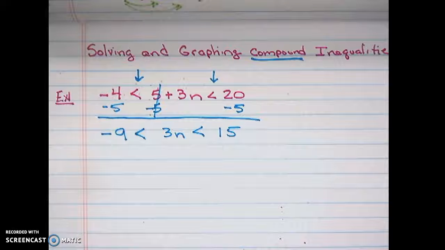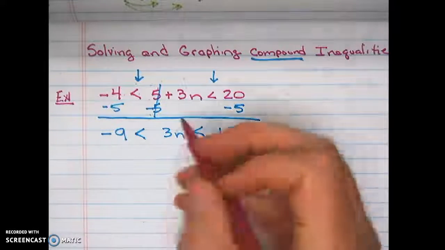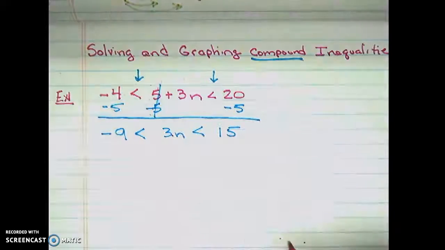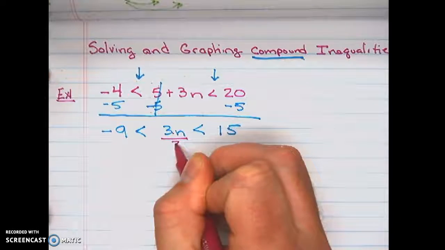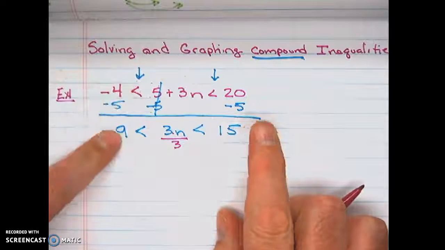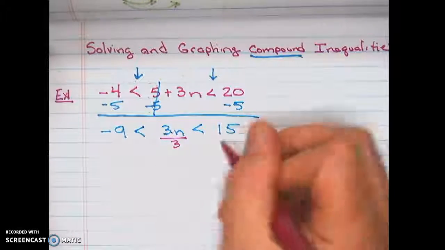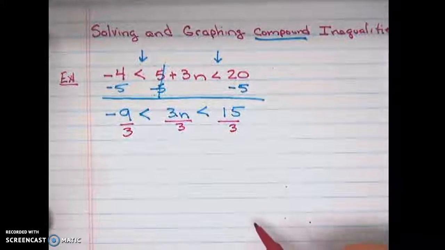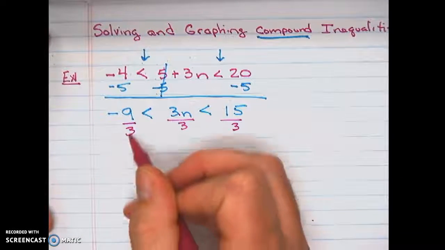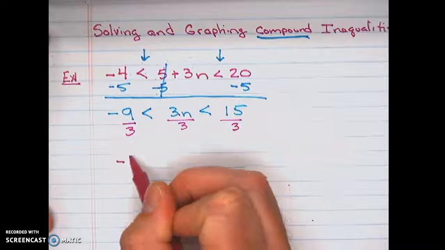So if I look at it now and say, well, who's bothering the n? Now it's a times 3. How do you get rid of a times 3? Divide by 3. Now when you divide by 3, who else gets divided by 3? Both. Divide by 3, divide by 3. And again, we did this last week. Negative 9 divided by 3 is negative 3.